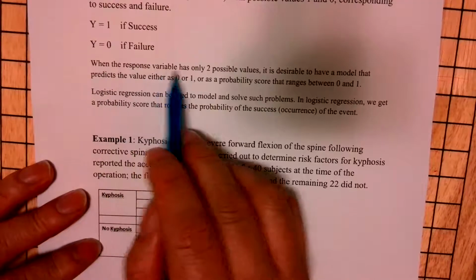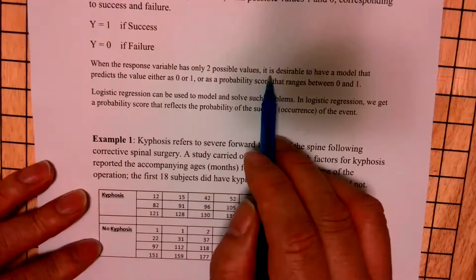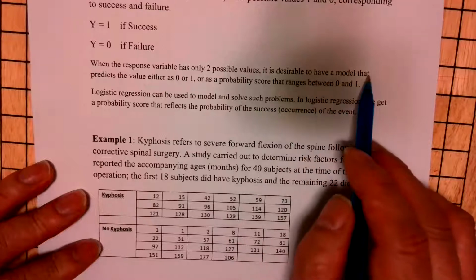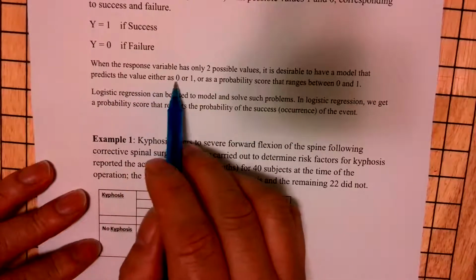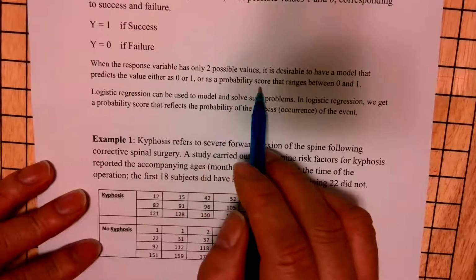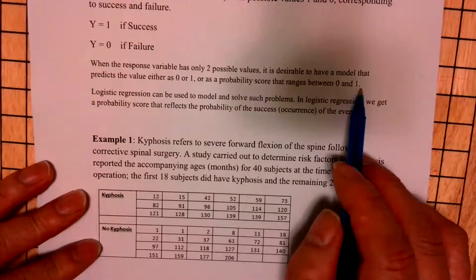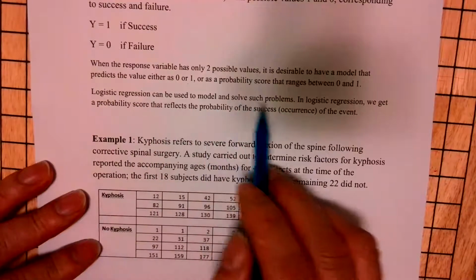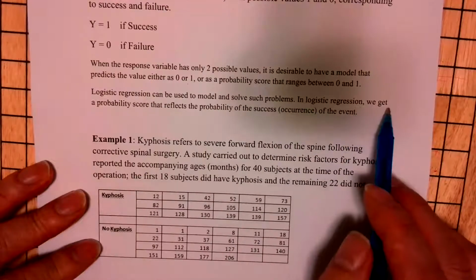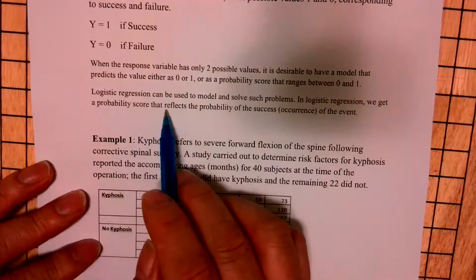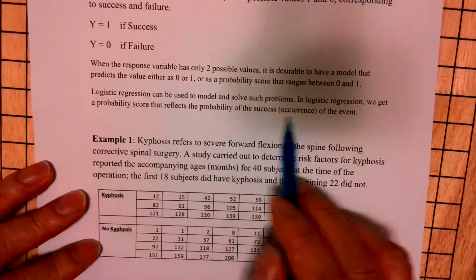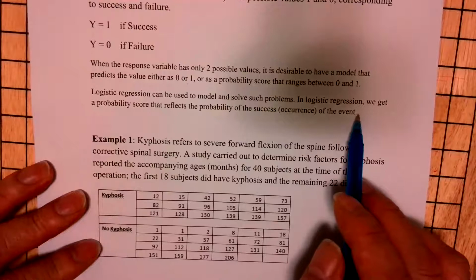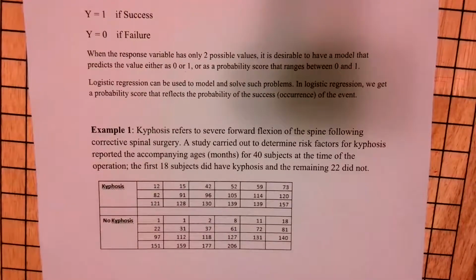When the response variable has only two possible values, it is desirable to have a model that predicts a value either 0 or 1, or a probability score that ranges between 0 and 1. Logistic regression can be used to model and solve such problems. In logistic regression, we get a probability score that reflects the probability of success or occurrence of that event, okay? Now, let's quickly look at example 1, okay? What kind of application can we have in real life?